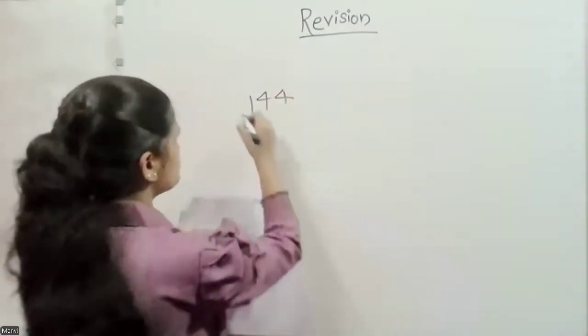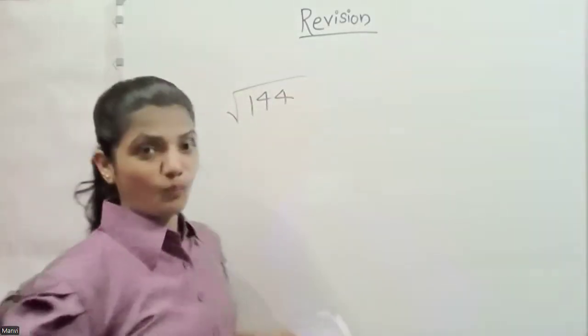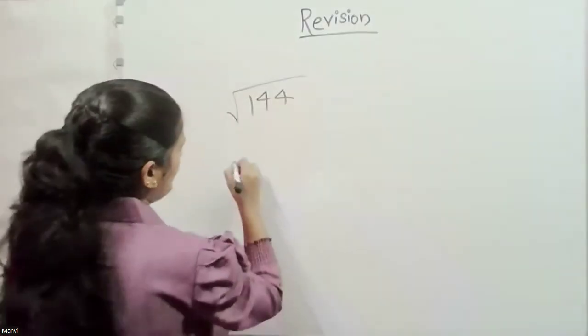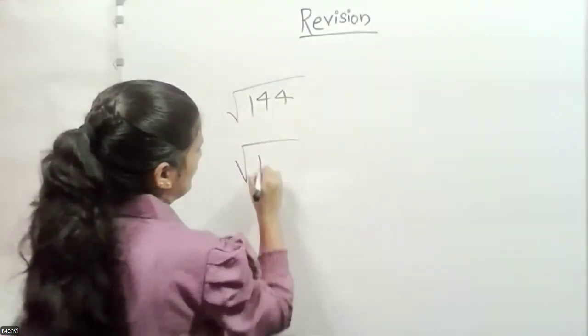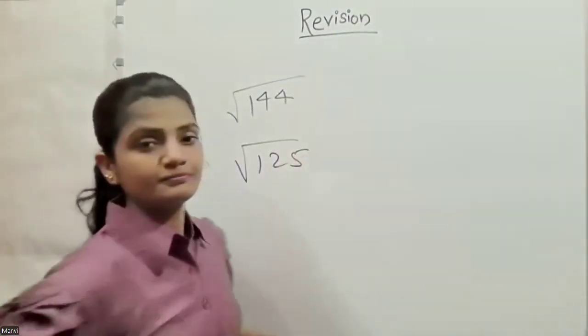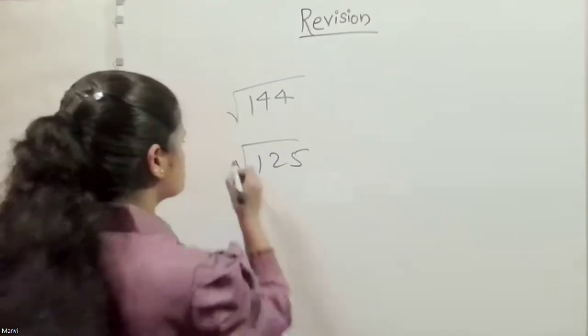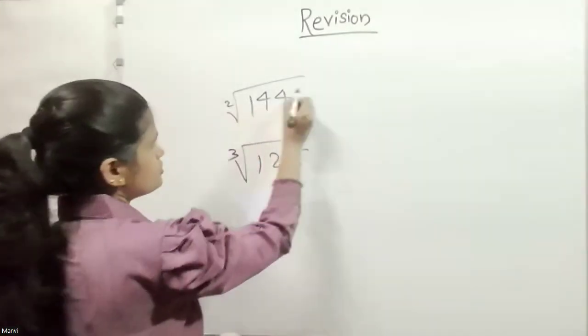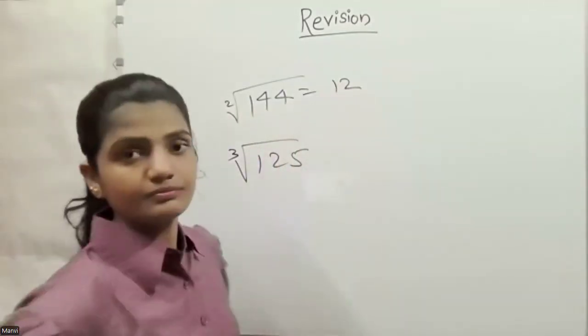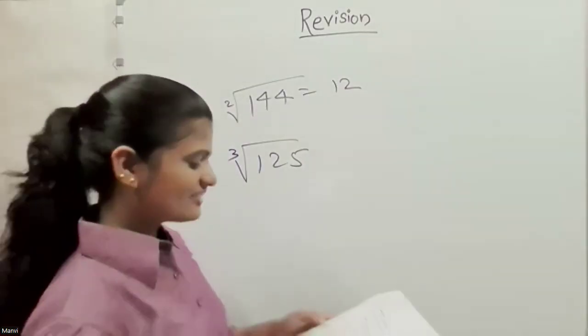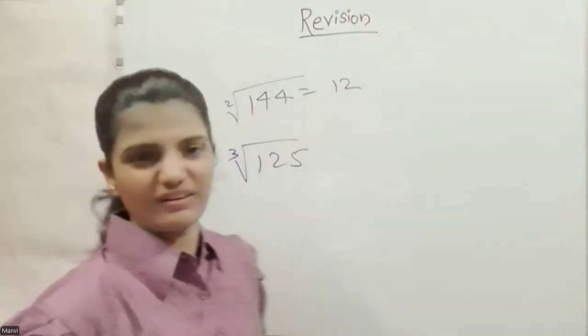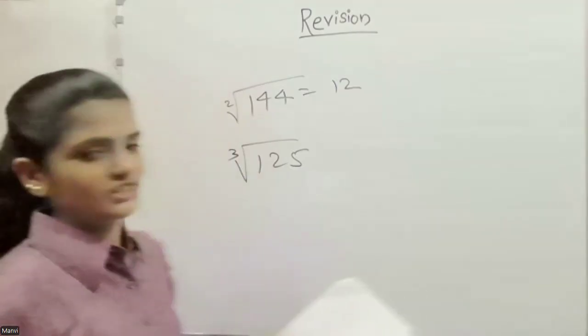We can denote it this way. 12. Wow. What is the cube root of 125? The cube root is 5. Wow, you got it. Okay, you don't have any confusion regarding square root and cube root.